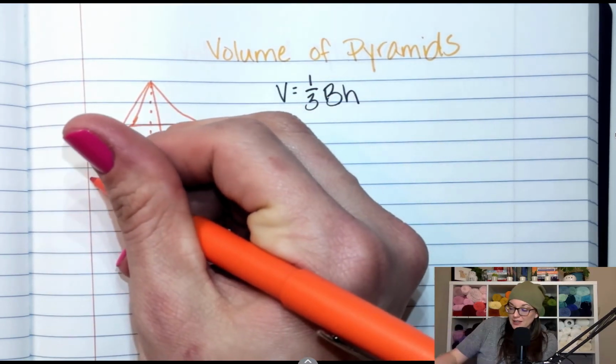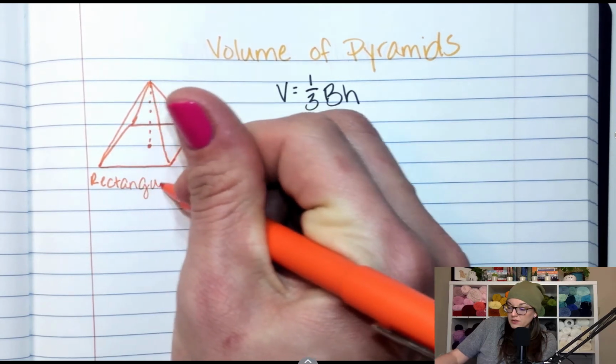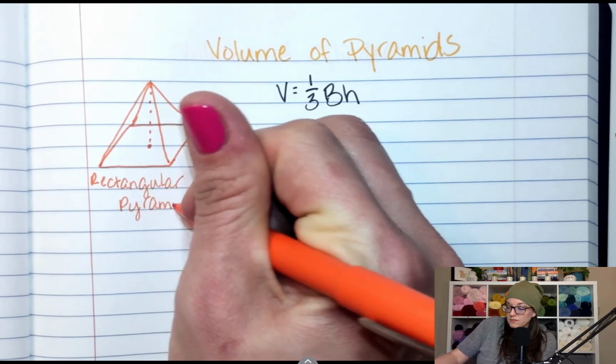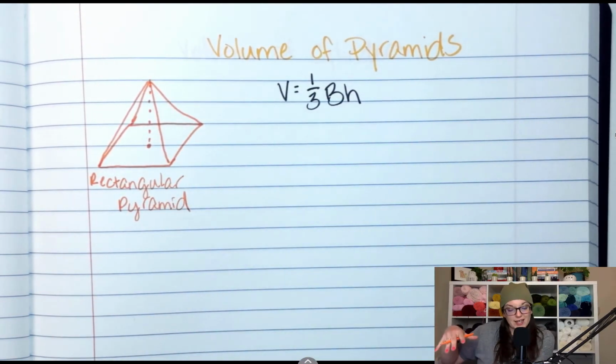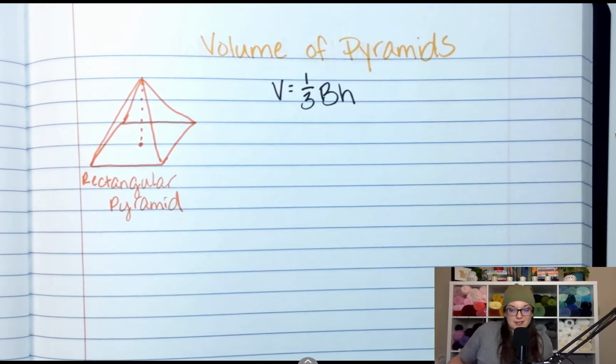So I'm going to write the name, rectangular pyramid, which means it has a rectangle base and triangle lateral faces.